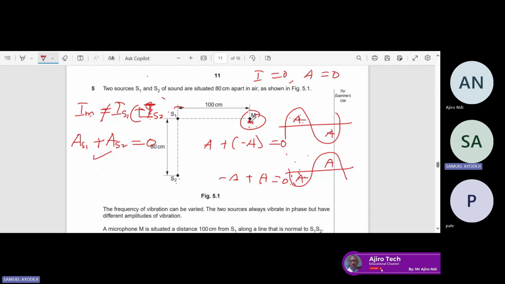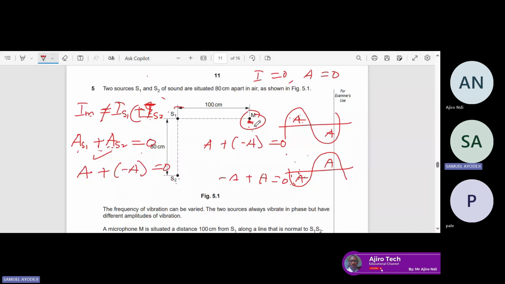And for me to have the total to be 0, that means they must be equal and they must be opposite. Look at it now. I want to add these two together and I'm going to get 0. So that means the amplitudes must be equal and they must be opposite. Are you getting the point? Yes, sir. Okay, fine. So that means if this is A, this also must be minus A, eventually going to give me 0.